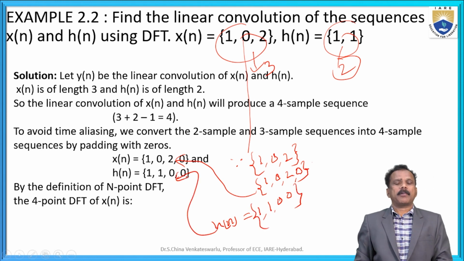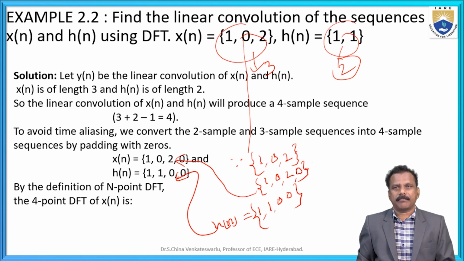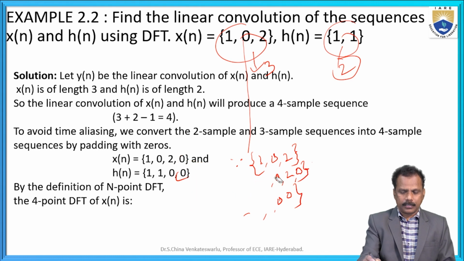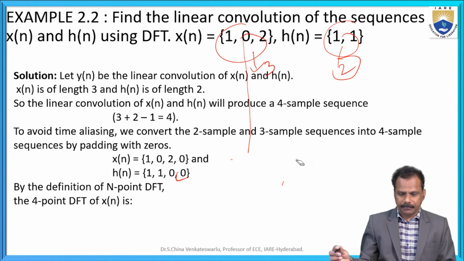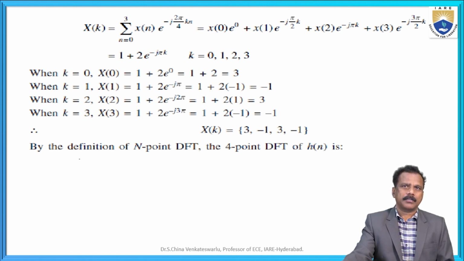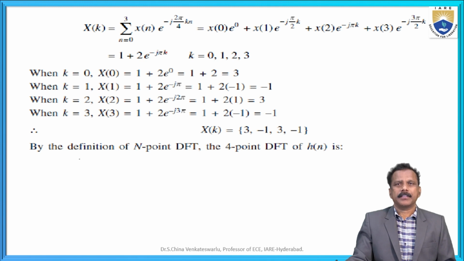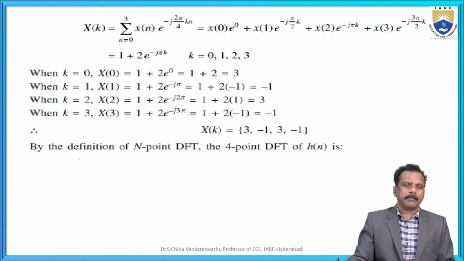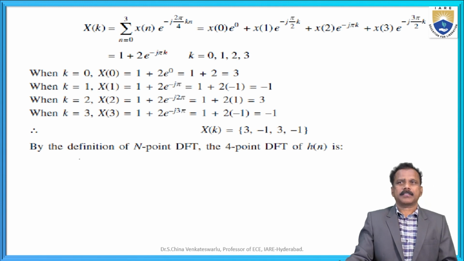By the definition of the n-point DFT, the 4-point DFT of x of n is ready to compute, defining the linear convolution of the sequences x of n and h of n using the DFT. Here x of k is equal to the summation from n equal to 0 to 3 of x of n e power minus j 2 pi by 4 kn. x of 0 e power 0, plus x of 1 e power minus j pi by 2 into k, plus x of 2 into e power minus j pi k, plus x of 3 into e power minus j 3 pi by 2 into k.